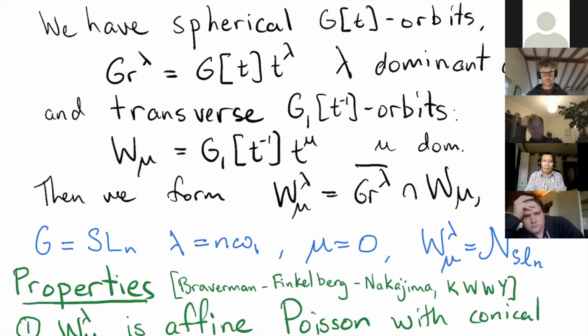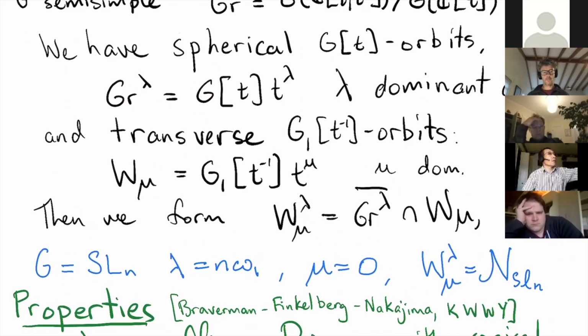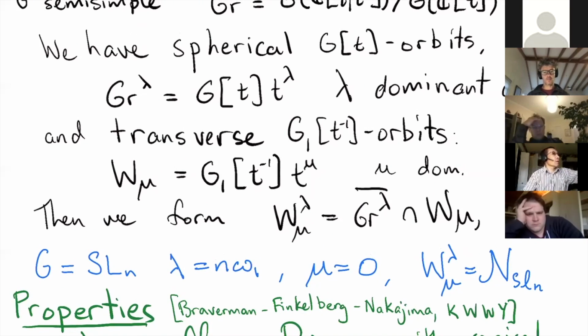Okay, so these affine Grassmannian slices I've been spending a lot of time on in the past few years, and they have really nice properties. So let me tell you about some of their properties. And most of these properties were developed by these authors or various subsets of these authors.